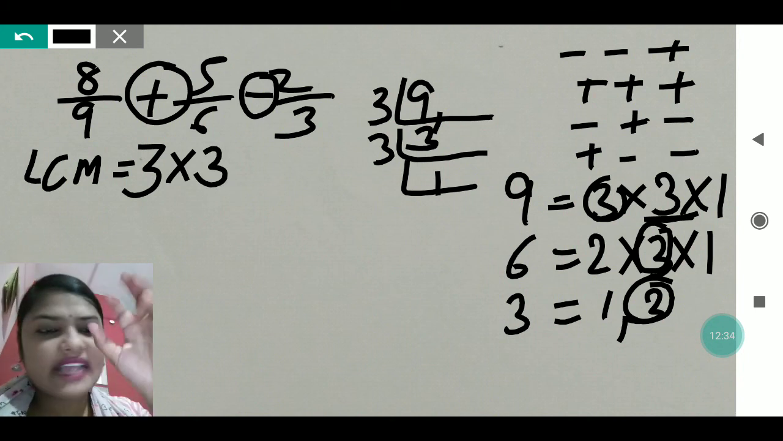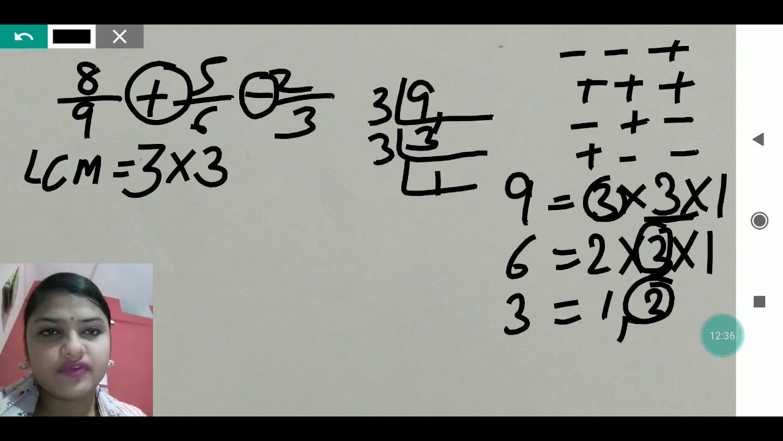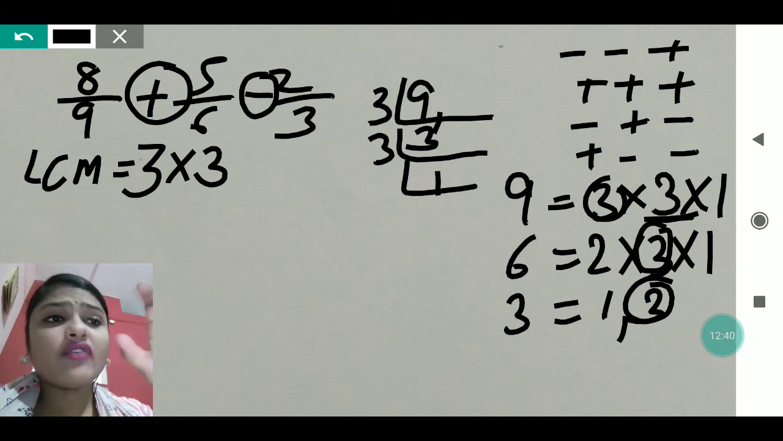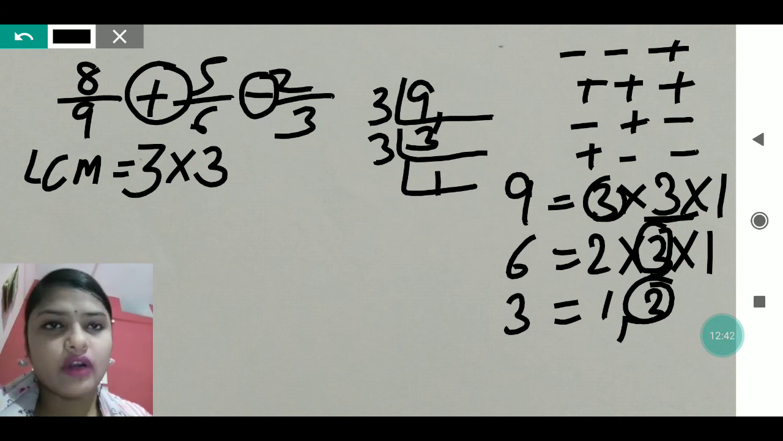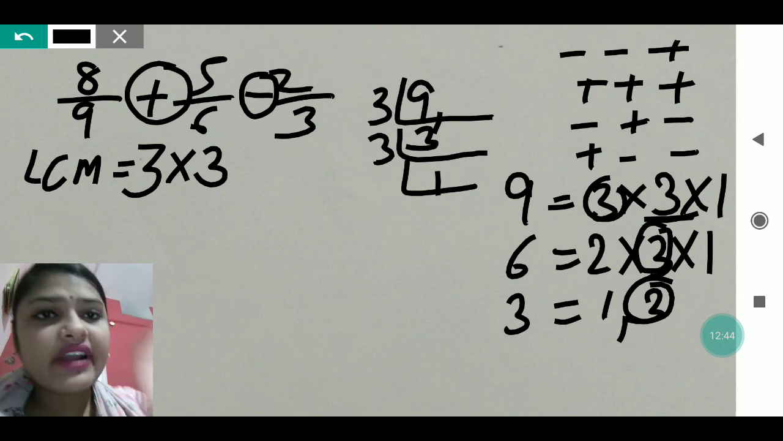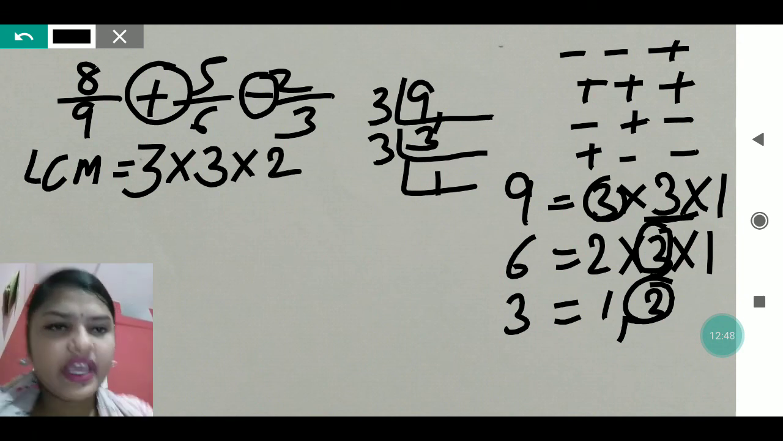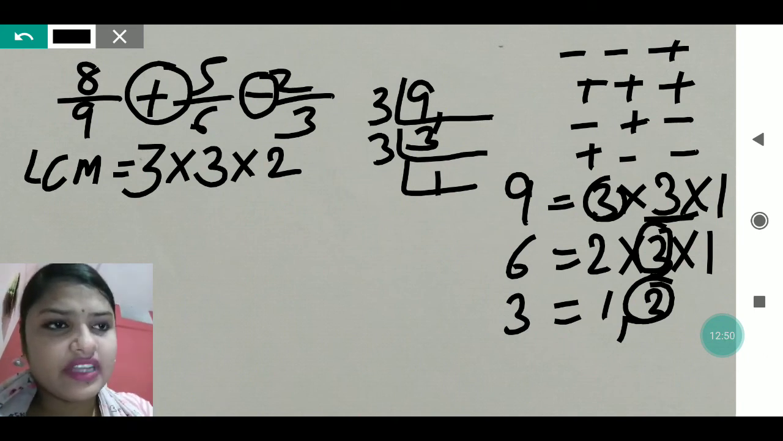First we will take the common from all the prime factorized numbers. We have prime factorized all the 3 numbers. Now we will take the common. So 3 is the common in all, so that 3 we have written. Now we will write the uncommon. These are the uncommon. 1 is also common.